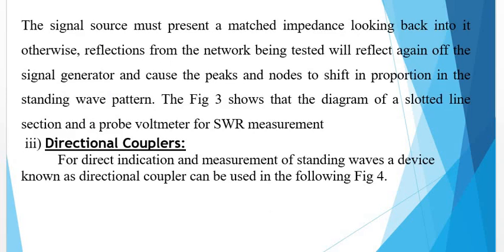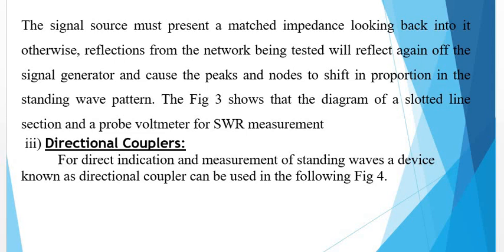The signal source must present a matched impedance looking back into it. Otherwise, the reflection from the network being tested will reflect again off the signal generator and cause the peaks and nodes to shift in the standing wave pattern. So, the figure shows the diagram of the slotted line section and probe voltmeter for SWR measurement.